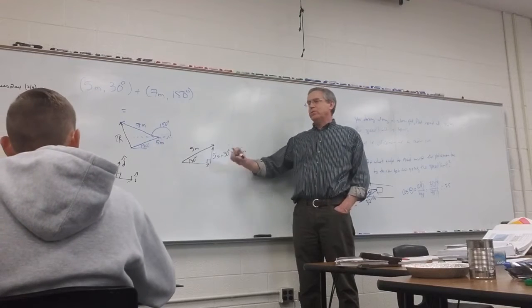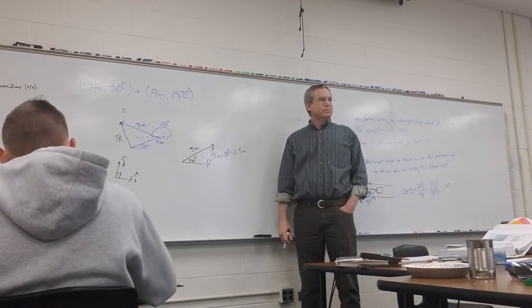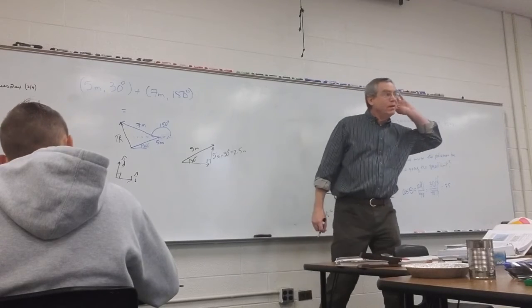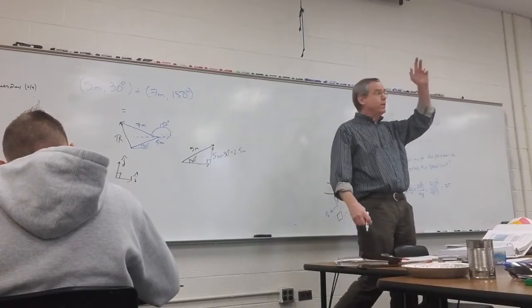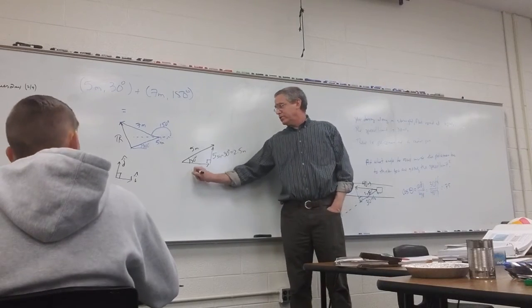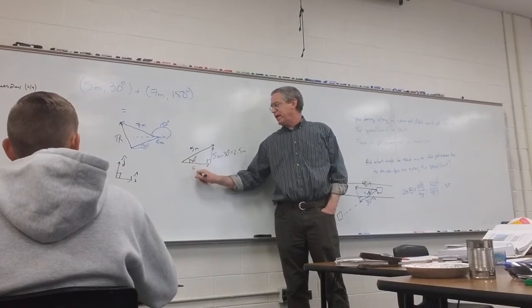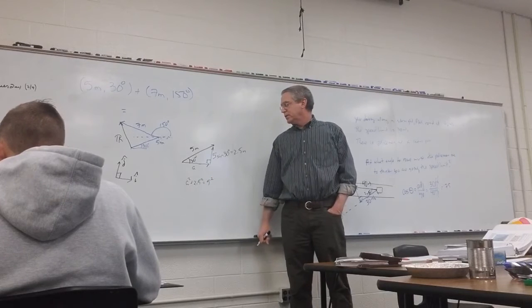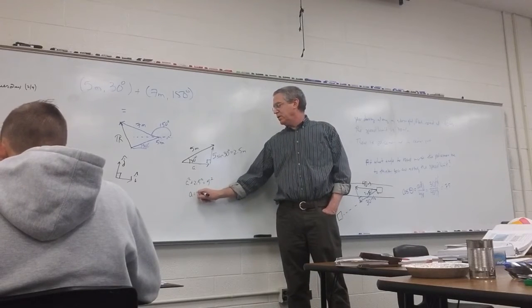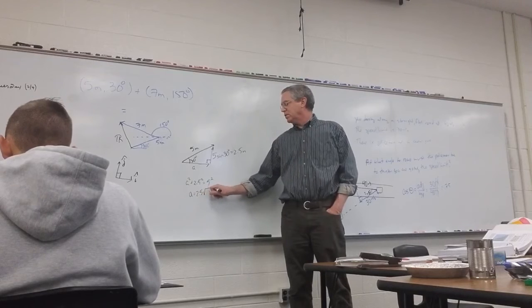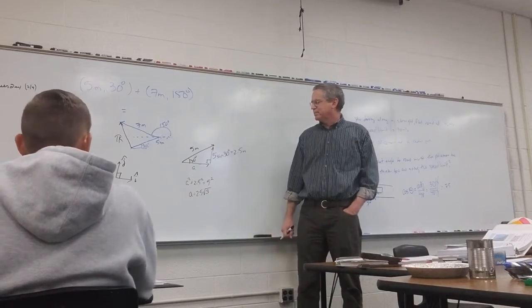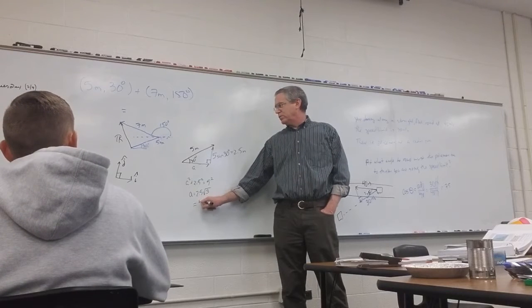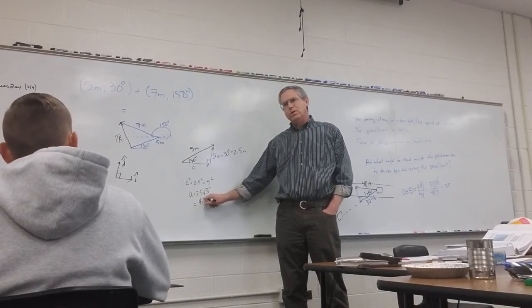New voice, how do we find this one? Oh, you could do Pythagorean theorem, that would work absolutely. So if I call that a, then a squared plus 2.5 squared is equal to 5 squared. So a will end up being 2.5 times the square root of 3, which is 4.33.